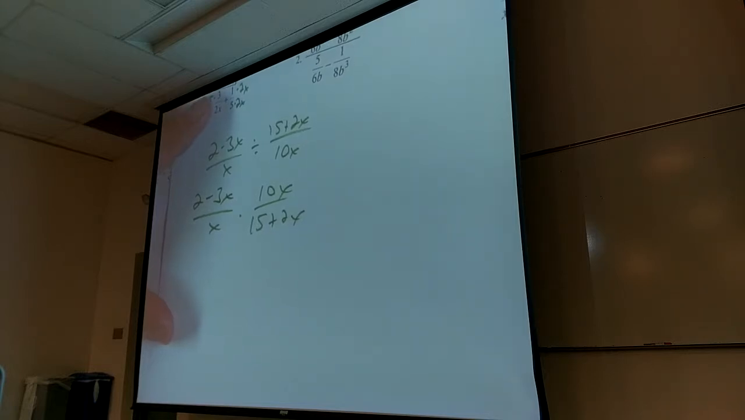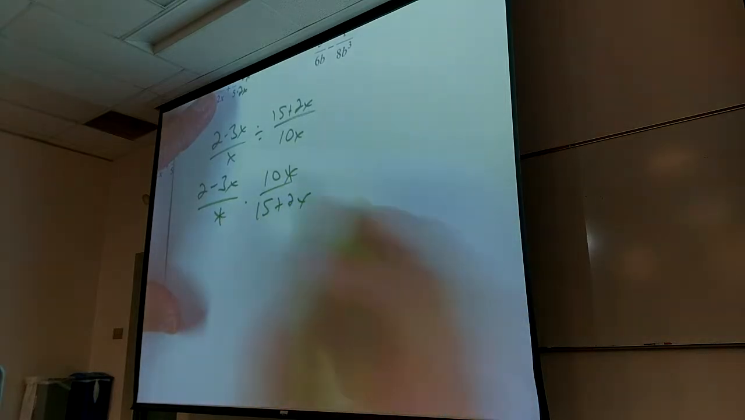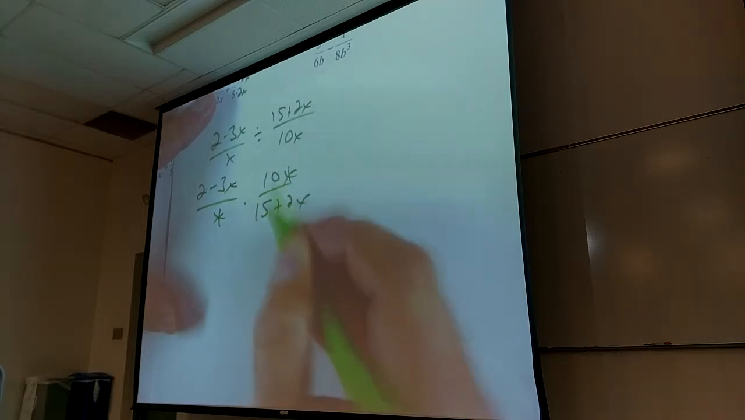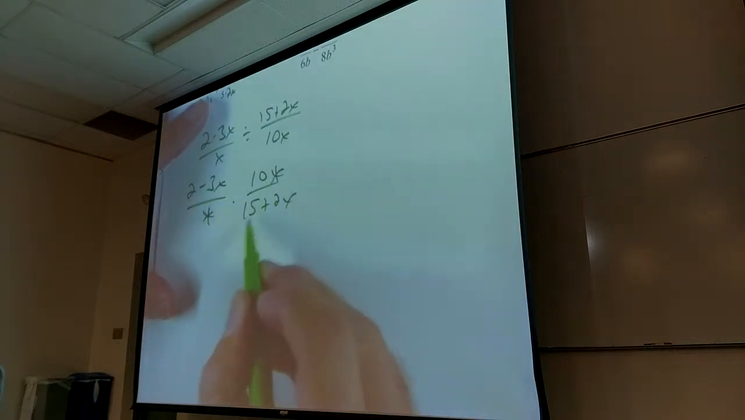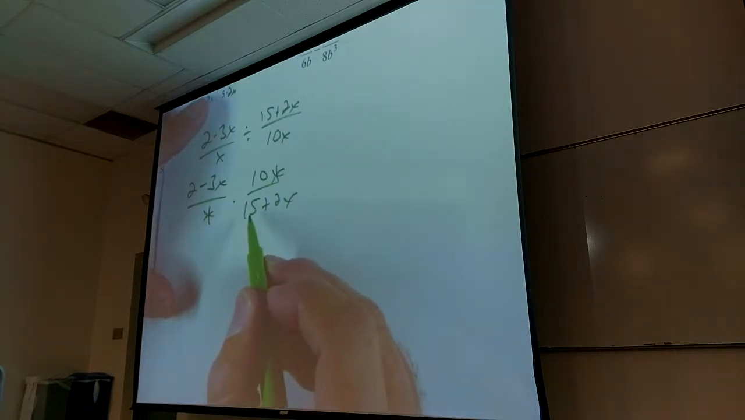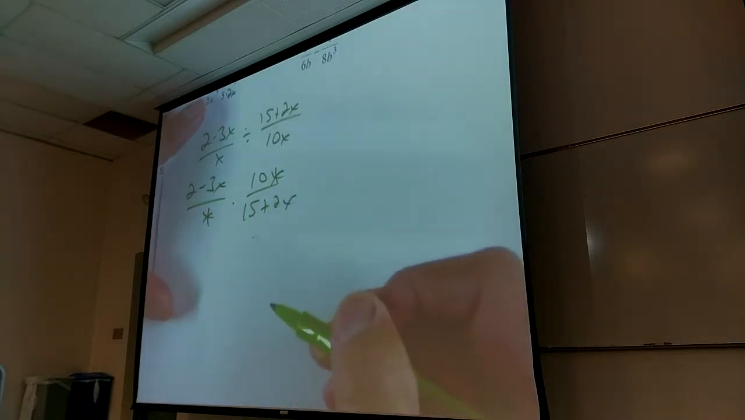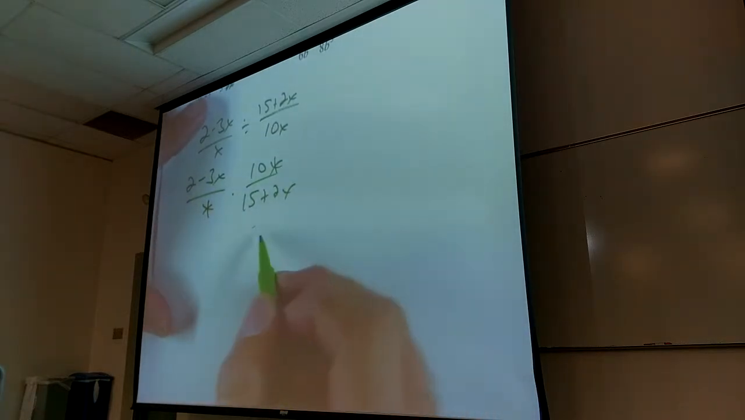And what's the only thing that cancels? Yes. You can't reduce these. Why? Why can't you reduce these? Because the 15 is not free. It's part of an addition problem. Division can't break into an addition like that. So there's nothing else that happens.